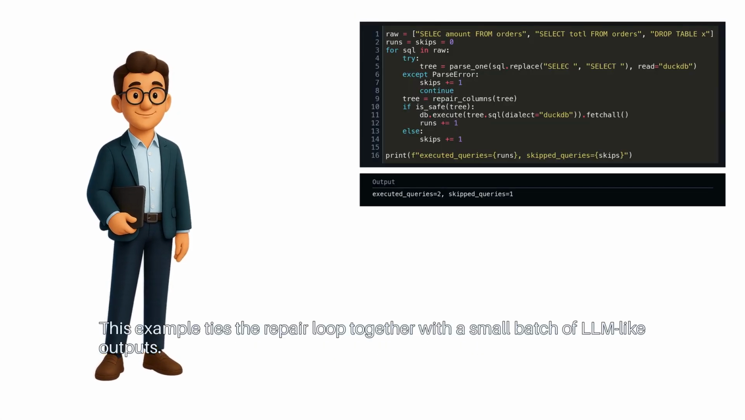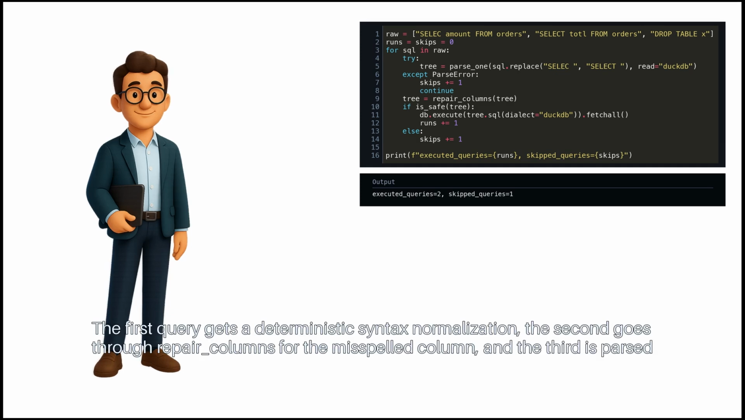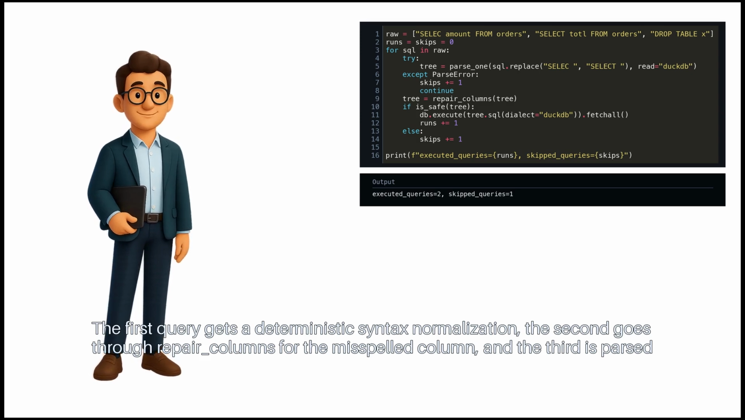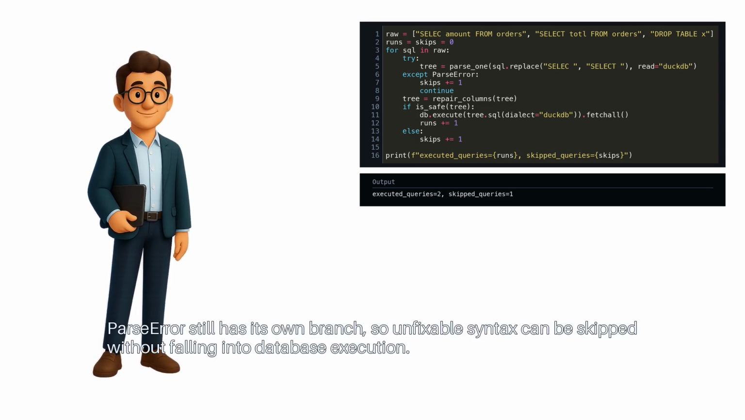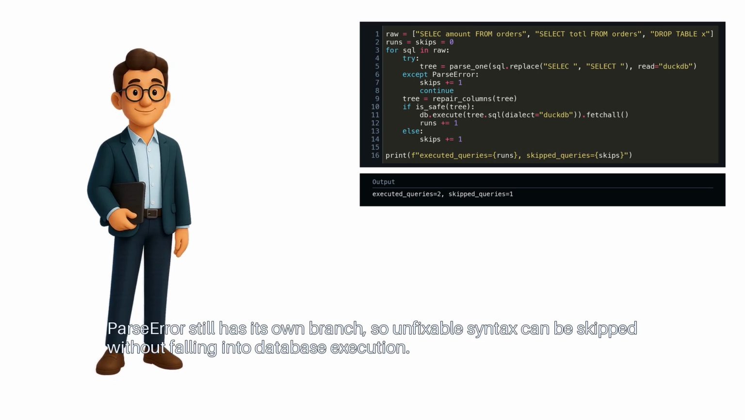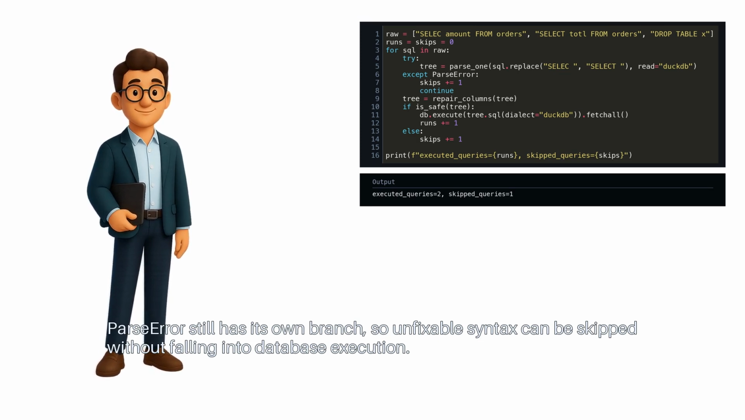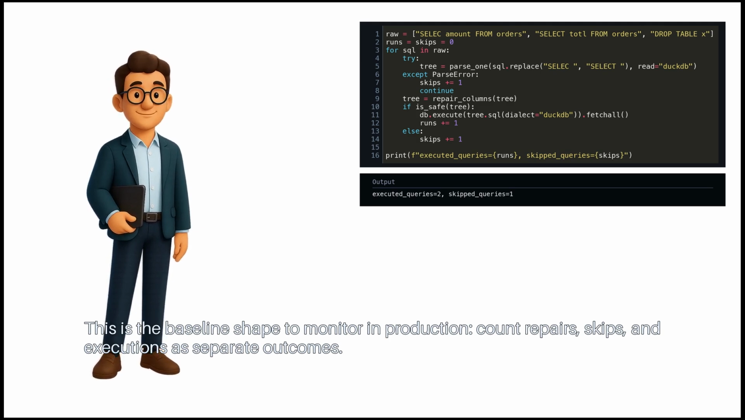This example ties the repair loop together with a small batch of LLM-like outputs. The first query gets a deterministic syntax normalization. The second goes through repair_columns for the misspelled column. And the third is parsed but rejected by is_safe before DuckDB sees it. ParseError still has its own branch, so unfixable syntax can be skipped without falling into database execution. This is the baseline shape to monitor in production: count repairs, skips, and executions as separate outcomes.